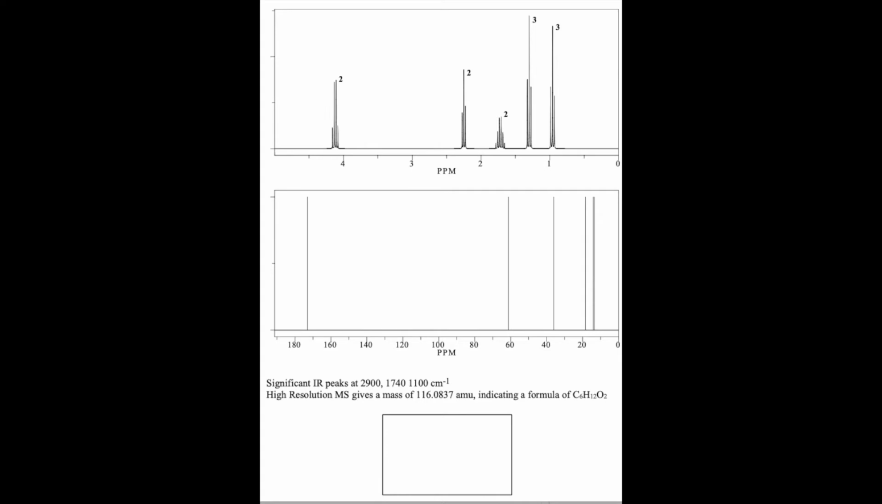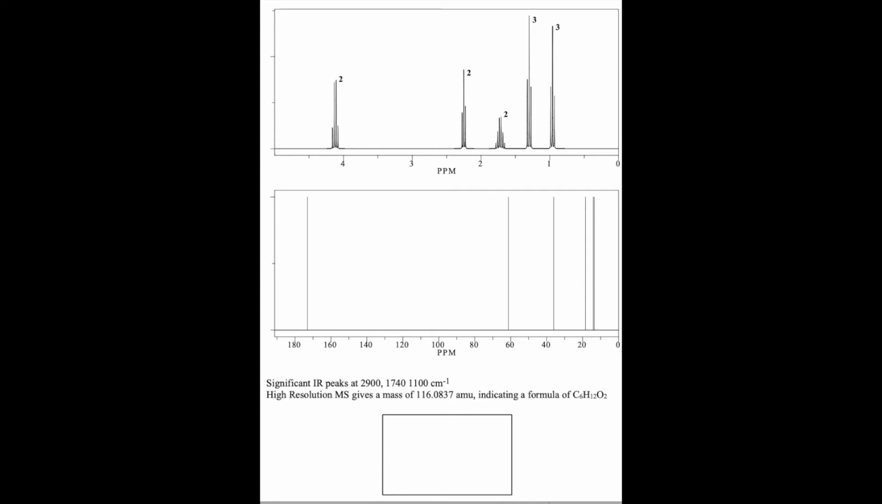Remember, the integral values in a proton NMR don't tell you absolute numbers, they technically tell you relative numbers. So if it only had 6 in the actual spectrum, 6 total protons, I would have to double everything to make it match the actual formula. But in this case, it's 12, so it matches.